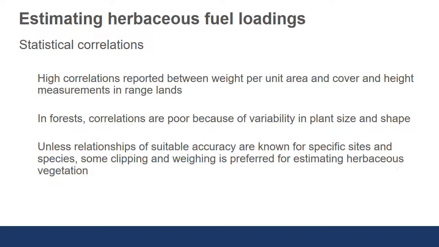Another option is to use statistical correlations to estimate herbaceous fuel loadings. High correlations have been found between weight per unit area and cover and height in rangelands. However, in forest ecosystems, this relationship is not as strong. The major drawback to using statistical correlations is that if the area you are working in does not have a specific correlation already explained, then the accuracy of the method may not be known.